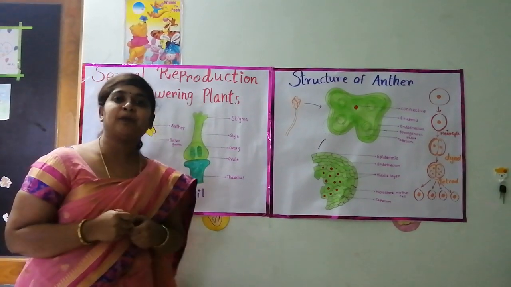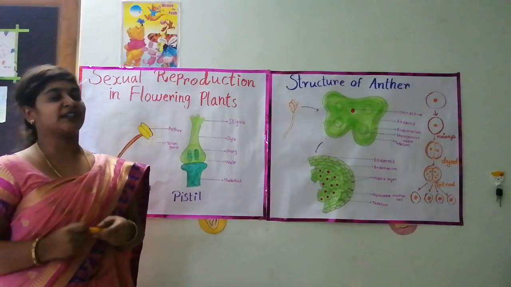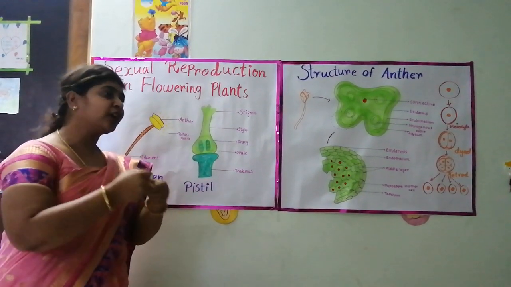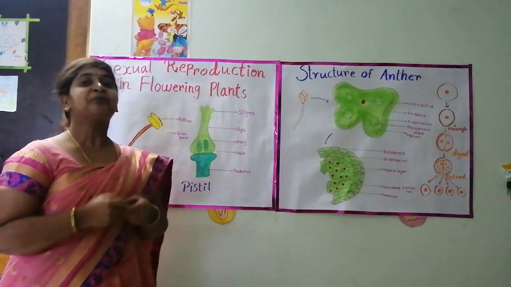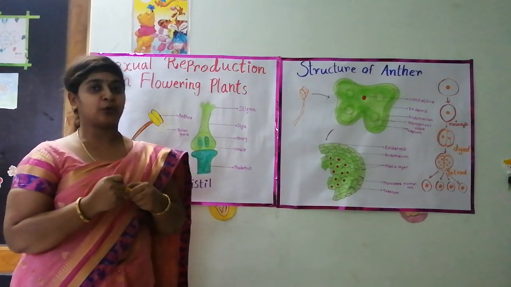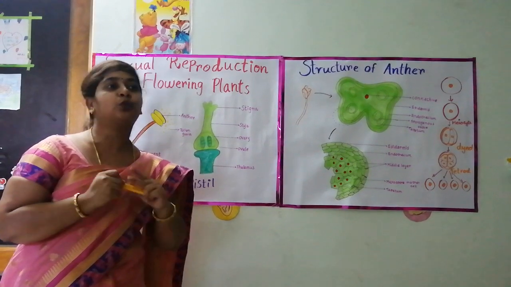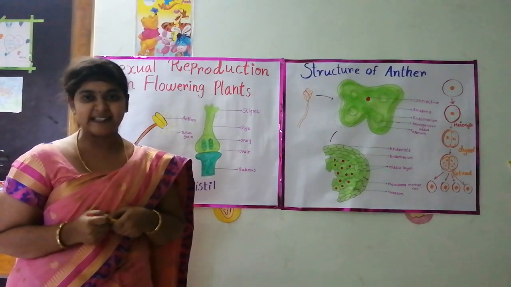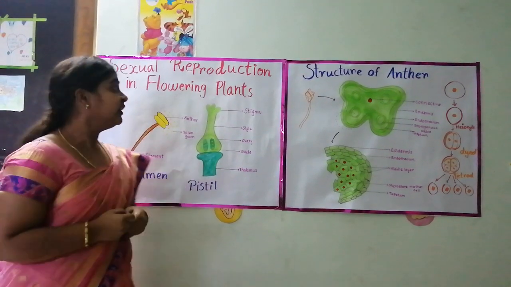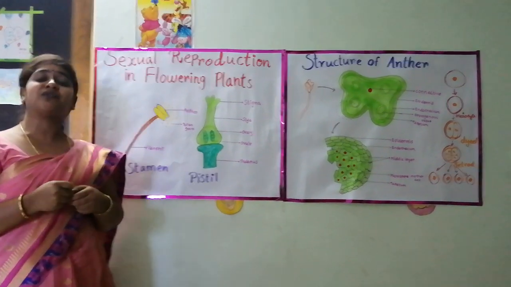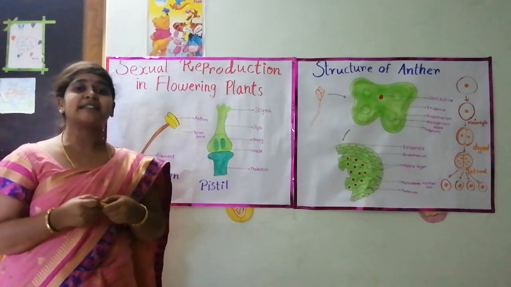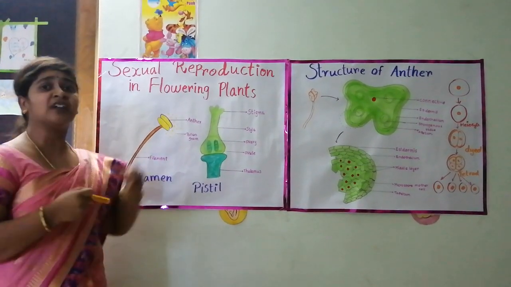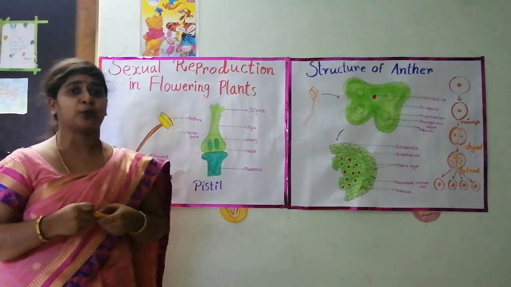What are the types of reproduction? There are two types of reproduction, that is sexual reproduction and asexual reproduction. What do you mean by sexual reproduction? It is a mode of reproduction in which two parents are involved and give rise to a new organism. In asexual reproduction, the new organism may be produced from a single parent. So this is about reproduction and the types of reproduction.